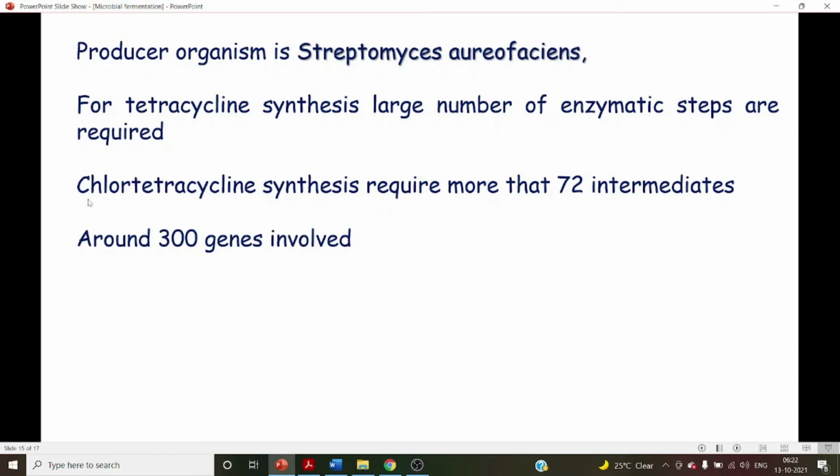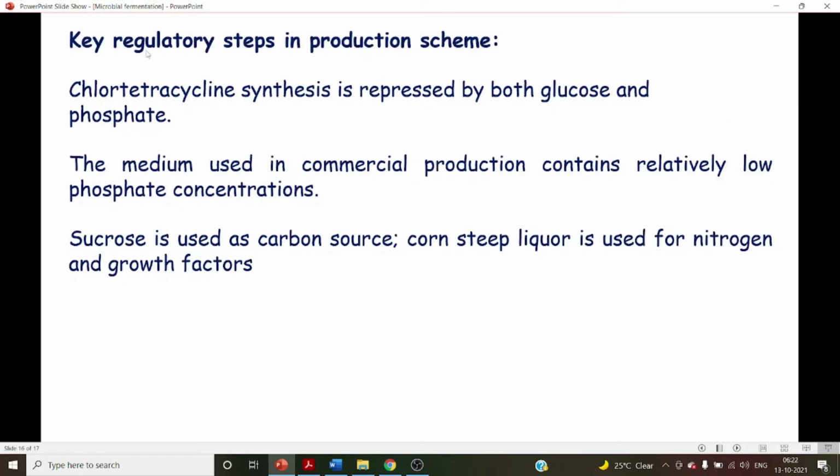For synthesis of chlortetracycline, 72 intermediates are there in the metabolic process. So there are 72 intermediates and around 300 genes are involved in the production. So it is a very cumbersome, complex metabolic process. Now, what are the key regulatory steps in the production scheme?